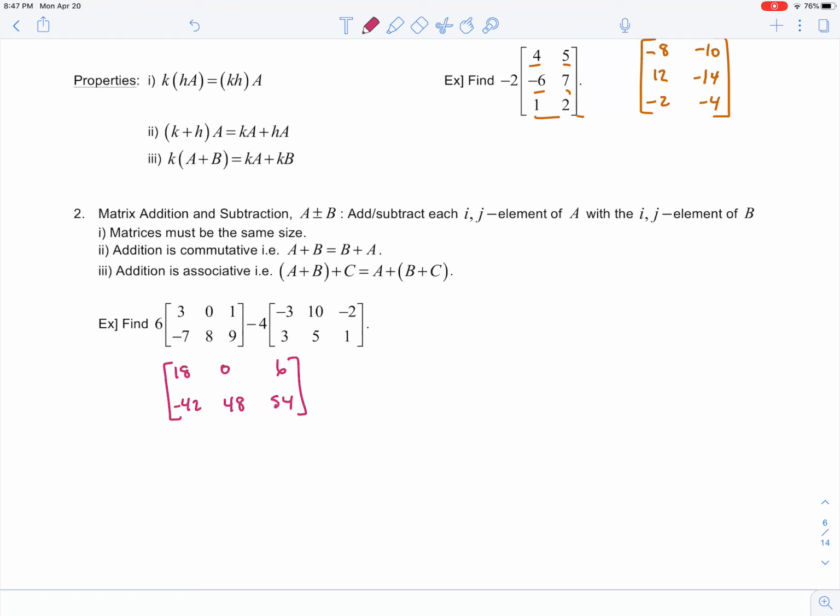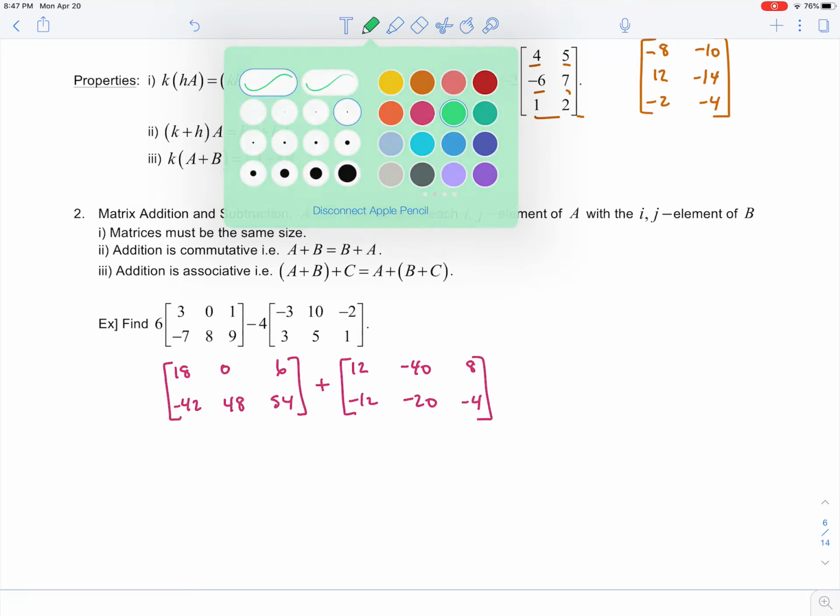Now I could multiply by 4 and keep it as subtraction, or I could multiply it by -4 and change it to addition. I think I'll go the second route just to keep it as a plus, a little bit easier to work with. So we'll have 12, -12, -40, -20, 8, -4. So now when we add these together, we just add together the corresponding cells.